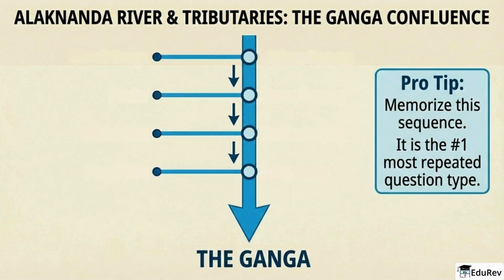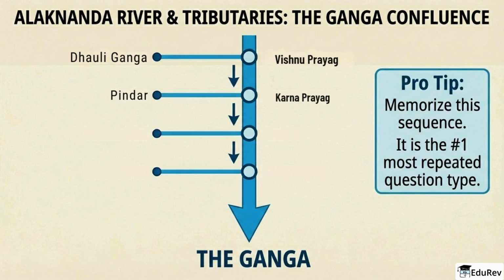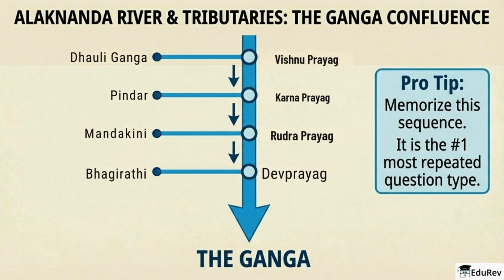Now move to the Ganga side, beginning with the Alaknanda system. This is one of the most repeated map questions, so learn it as a sequence, not as isolated names. Along the Alaknanda, these tributaries join in order. Dhauli Ganga meets at Vishnuprayag. Pindar meets at Karnaprayag. Mandakini meets at Rudraprayag. And Bhagirathi meets at Devprayag. At Devprayag, the Alaknanda and Bhagirathi combine, and from that point, the river is known as the Ganga.